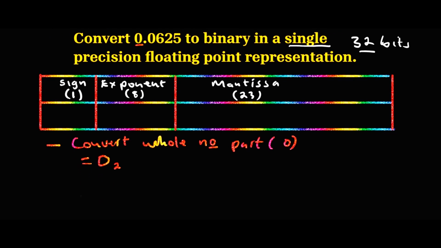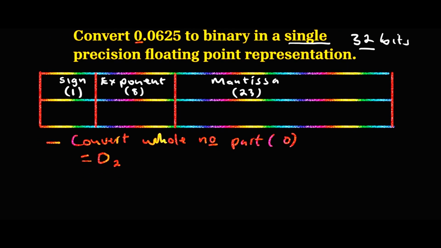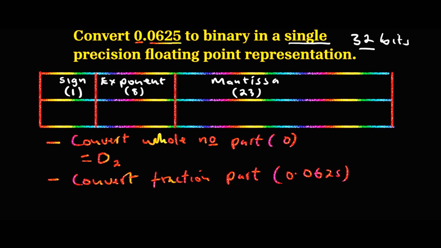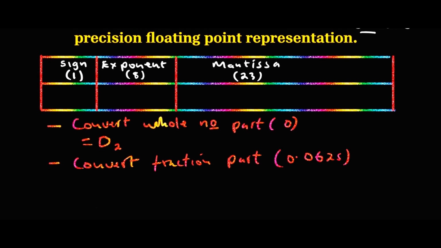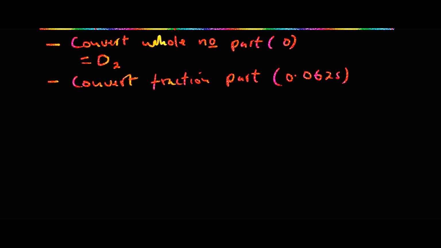The next thing is to convert the decimal portion, that is the part after the decimal place. In our case, that is 0.0625. So the next step is to convert the fraction portion, and in this case, that part is 0.0625. We convert this to binary by multiplying by 2 and noting the remainder.